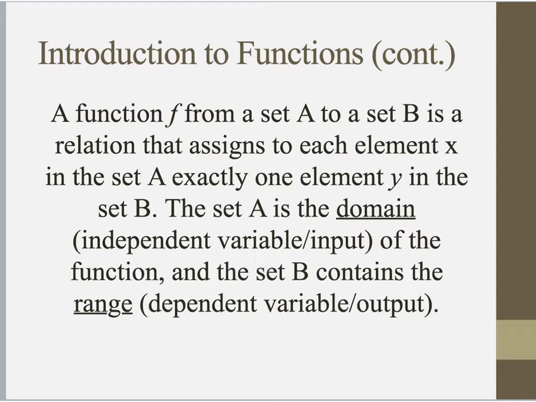A little more information. A function f from a set A to a set B is a relation that assigns to each element x in the set A exactly one element y in the set B. The set A is the domain, which is the independent variable or the input of the function, and the set B contains the range, which is the dependent variable or the output.